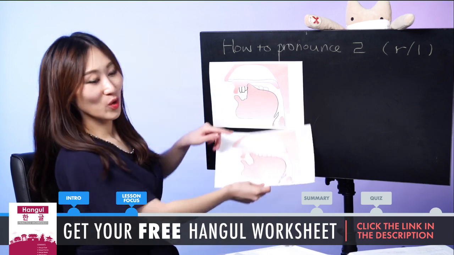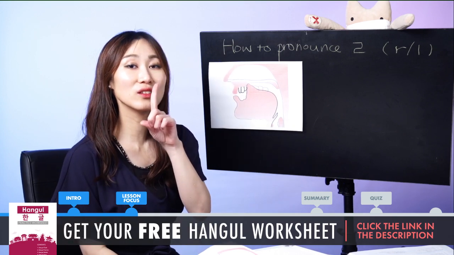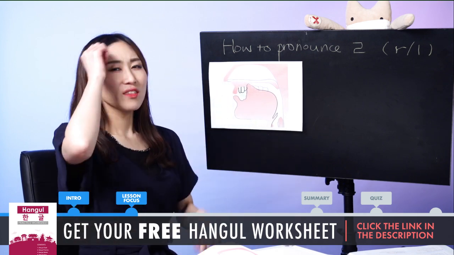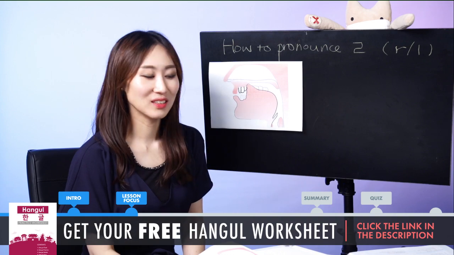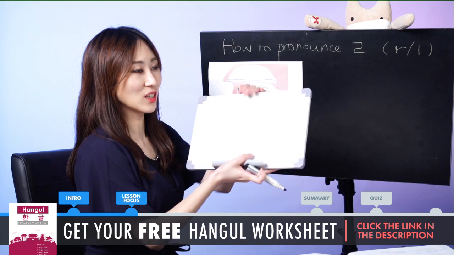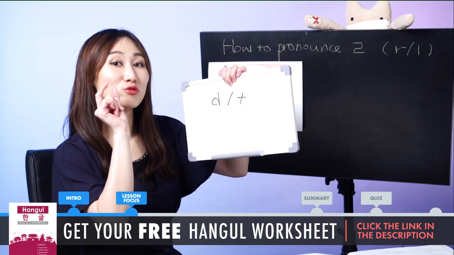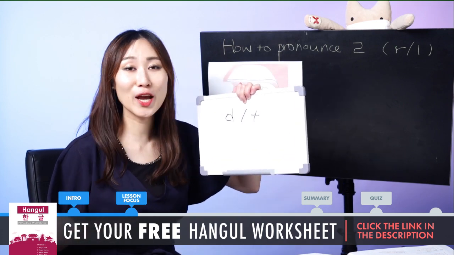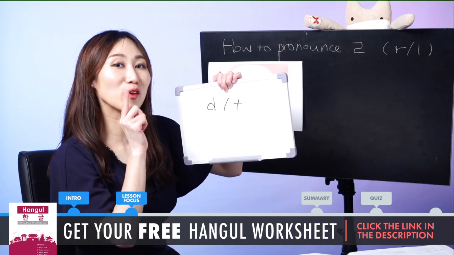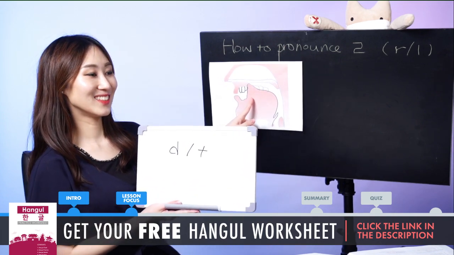When you pronounce this, remember it touches the ridge of the roof of your mouth. So think, how do you pronounce the D sound in English? D or T sound. You touch the ridge of the roof of the mouth, right? D, dragon, dry, dress. You touch the ridge of the mouth. Actually, you put the tongue there to pronounce the Korean ㄹ, like this.